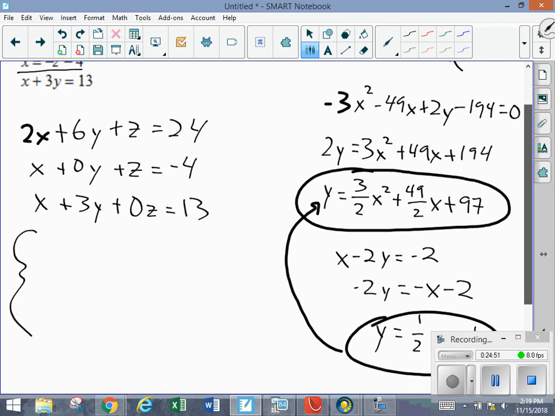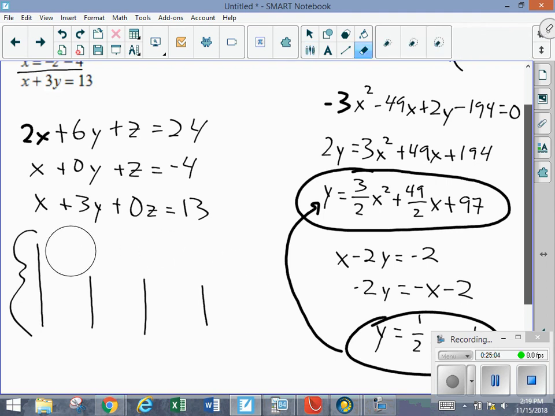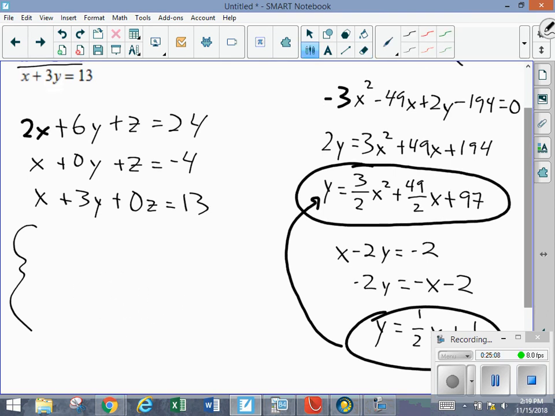So a matrix is going to look like this. I'm going to take the coefficients, right? This row right here is my x row. I'm going to have a y row, a z row, and then my equals row. So let's set it up, okay? I'm just going to put the coefficients of each thing. So I put a 2, 6, 1, 24.